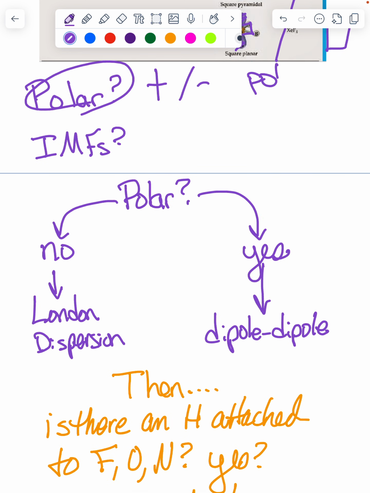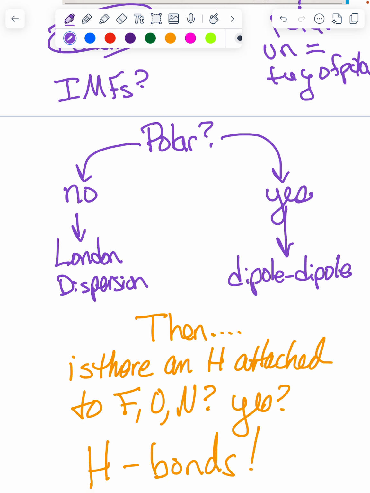Polar is going to be an unequal tug of war. That's what polar is. So you're asking yourself, is there an unequal pulling going on? If there is unequal pulling, it's polar. So from there, you can decide what intermolecular forces there are. If it is not polar, the only thing it has is London dispersion. If it's polar, if there's regions of positive and negative, then it is polar, and it definitely has a dipole-dipole moment.